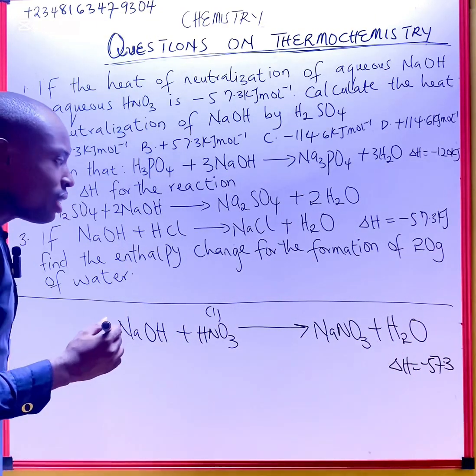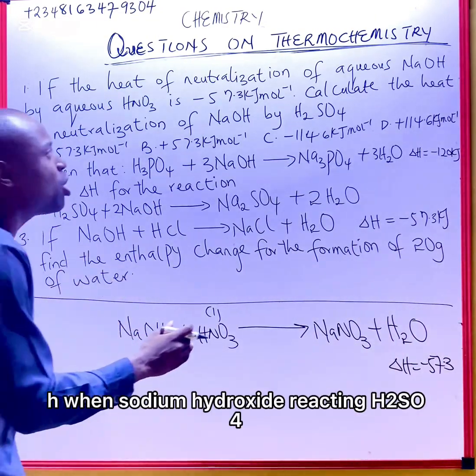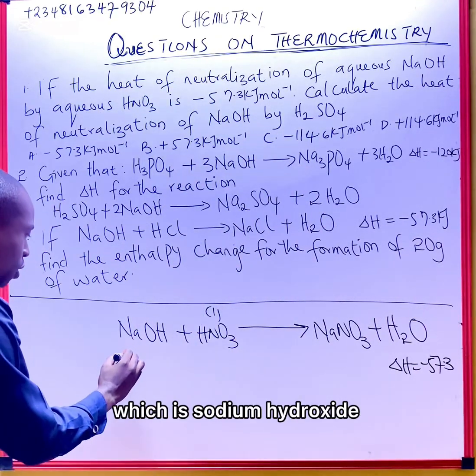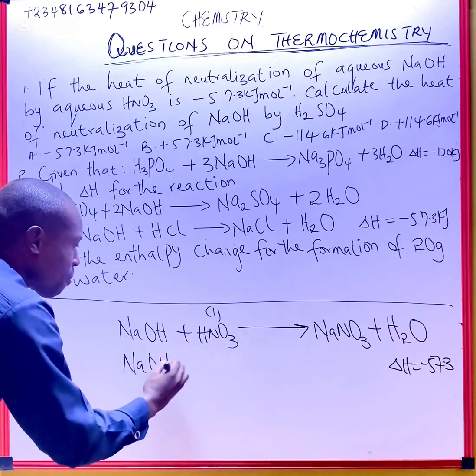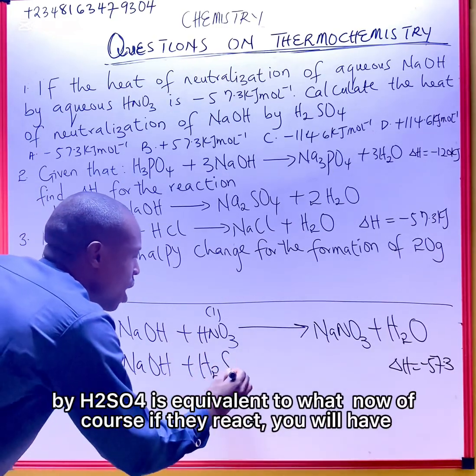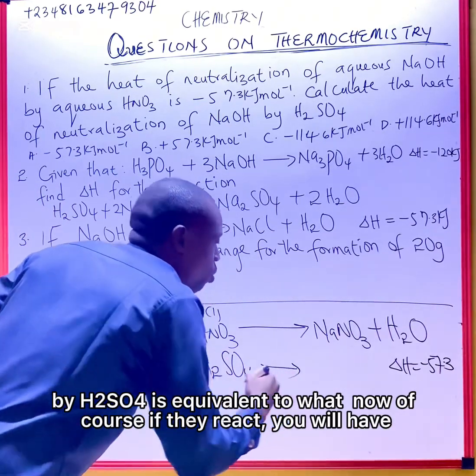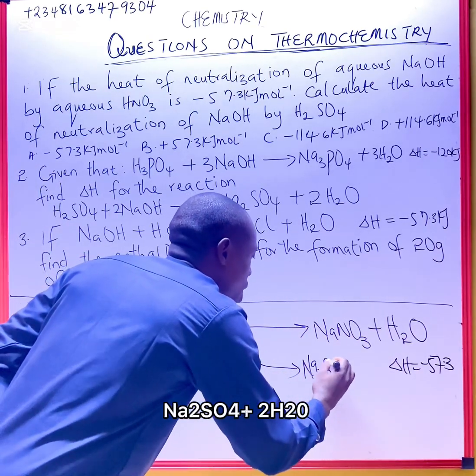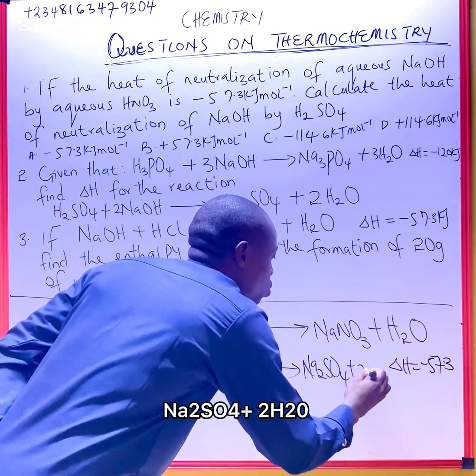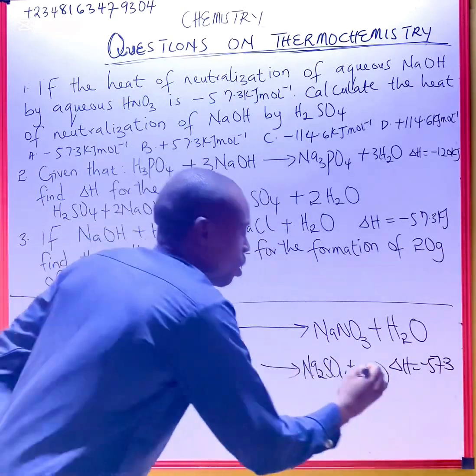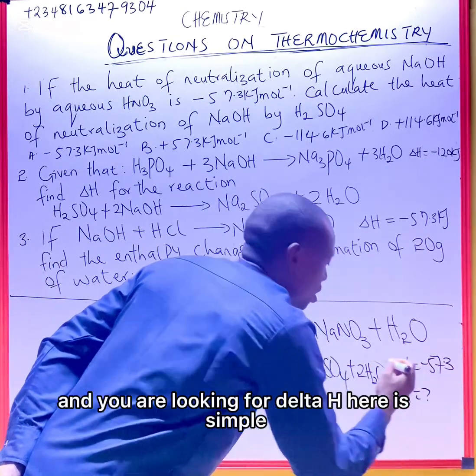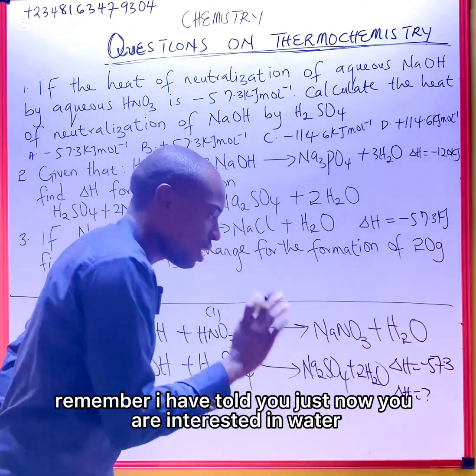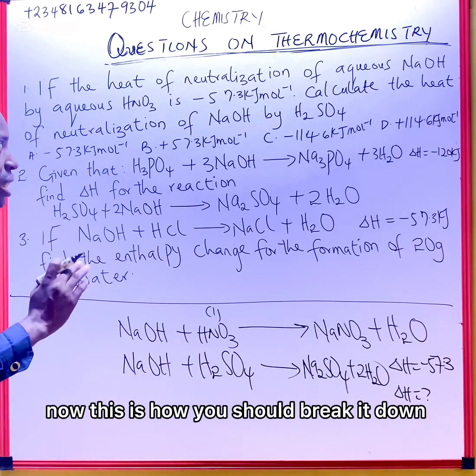Now, they are asking you for the delta H when sodium hydroxide reacts with H2SO4. Of course, with the reaction, we're having Na2SO4 plus 2H2O. You are looking for delta H here. Please, simple. Remember, I've told you just now, you are interested in water. Now, this is how you should break it down.